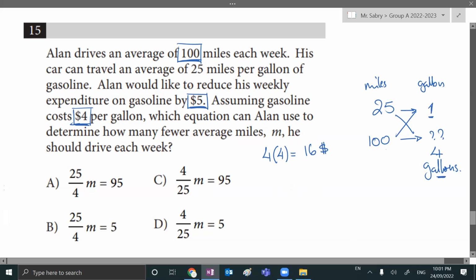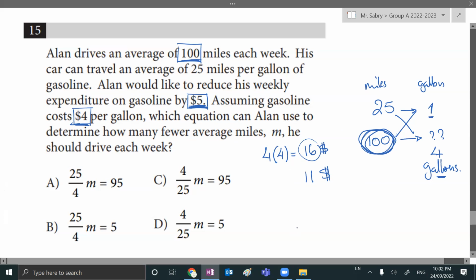Okay. I want to reduce my expenditure by 5. So I want to reduce from this 5, which means it should become 11. What should change in the number of miles he drives? How much should this 100 decrease by to reflect a change of 5? That's what the question is asking me.